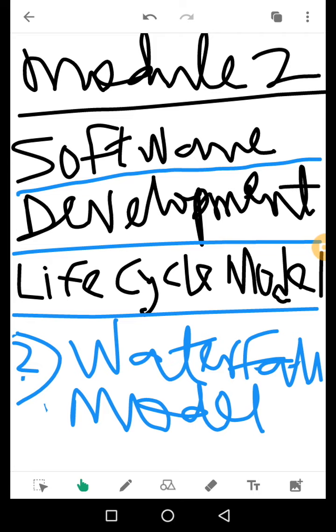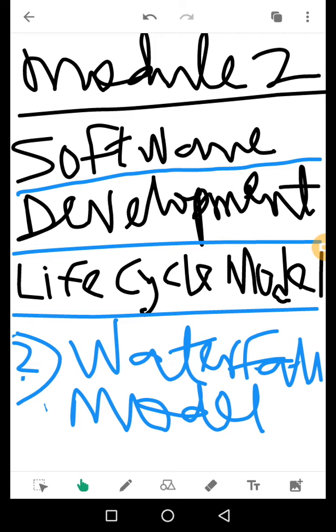Then the fourth advantage of the waterfall life cycle model is that it works well for smaller projects where requirements are very well understood. I think you have known the advantages of the waterfall life cycle model. So let's consider the disadvantages of the waterfall life cycle model.